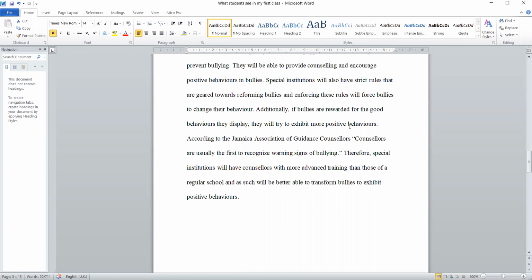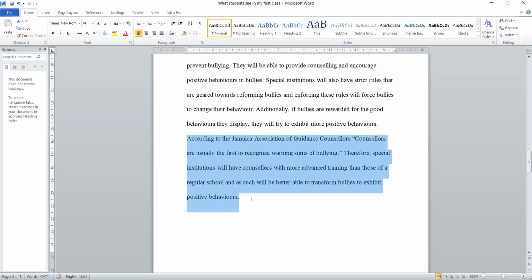Then, in order to get the persuasive device working, because we were using appeal to authority, I said, according to the Jamaica Association of Guidance Counselors, and I quoted, counselors are usually the first to recognize warning signs of bullying. Therefore, special institutions will have counselors with more advanced training than those of a regular school, and as such will be better able to transform bullies to exhibit positive behaviors.